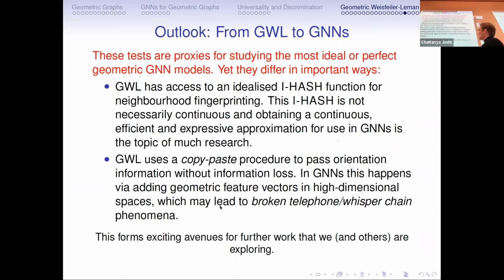One thing in which GWL differs from GNNs is that this copy-paste is not directly implemented in GNNs. Instead, we add vectors in the latent feature space, which in some sense corresponds to a noisy communication channel. You can get these broken telephone, whisper chain phenomena where, if we add lots of information over long distances, it can lead to a drowning out of information. To what extent this happens is an interesting question that has not been thoroughly addressed in geometric graph networks.